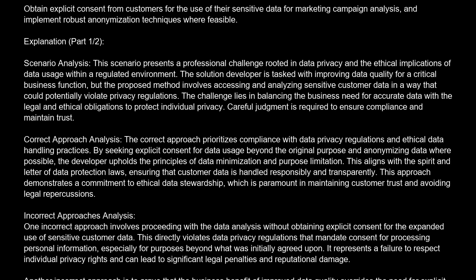Correct approach analysis. The correct approach prioritizes compliance with data privacy regulations and ethical data handling practices.